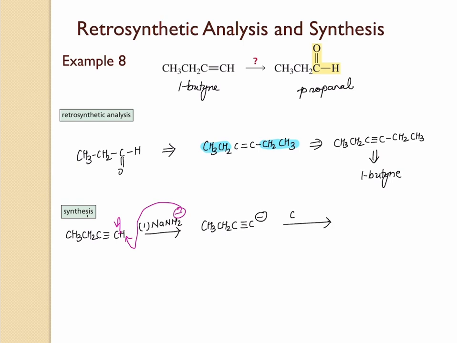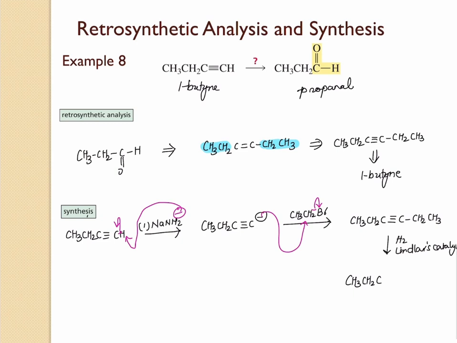So we are going to use ethyl bromide. So this acetylide ion will make a nucleophilic attack on this ethyl bromide to give us an internal alkyne. And once this internal alkyne is obtained, we can do the hydrogenation, right? Lindlar's catalyst. So that's going to put the 2 hydrogens on the same side, so it's going to give us an alkene.